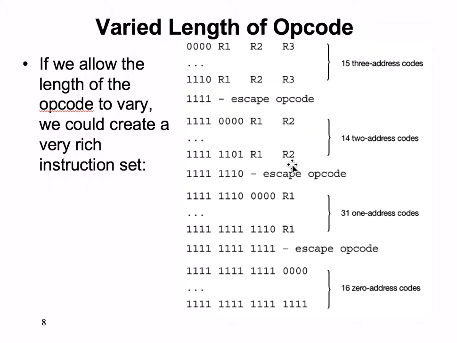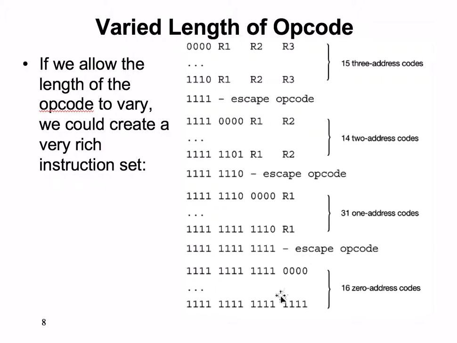For the third group of 1-address instructions, the escape code is going to be 1111, 1111, and 1111. So the code is going to run from 000000 to 11110. That's the 31 1-address codes, where the R1 right here represents the address of register 1. And the last group is going to run from 0000 to 1111. So that's 16 0-address codes.